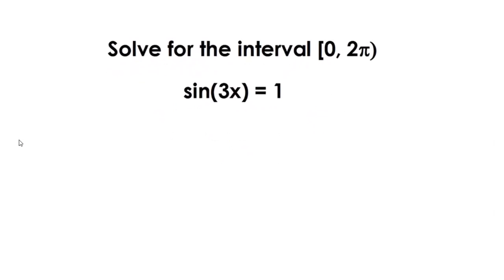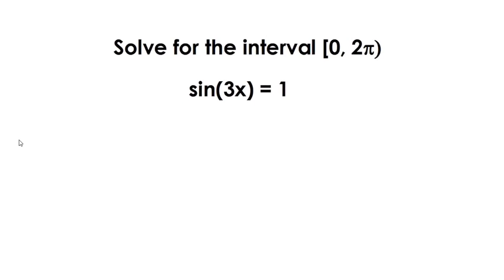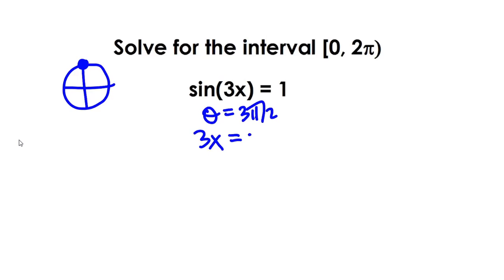This one: sine of 3x equals 1. The trig is already isolated. Where does sine equal 1? That is right there at 3 pi over 2. So we're going to say theta equals 3 pi over 2, and I'll just put 3x equal to 3 pi over 2 there. And then I'm going to add; there should be 3 answers.